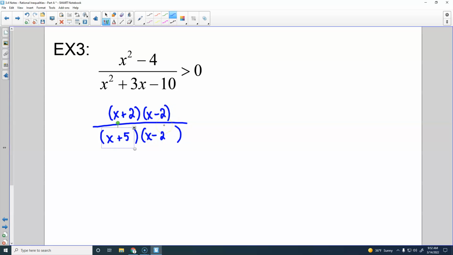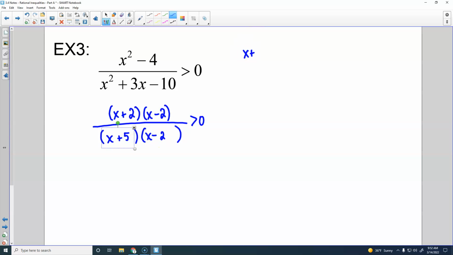All right, so you don't want to cancel things here because it can affect your answer. Even though the x minus 2's will cancel each other out here, we don't want to cancel anything. We don't cancel denominators away. We want to include everything here. So we would take each one of our factors.